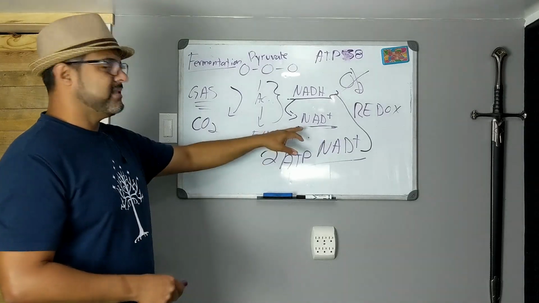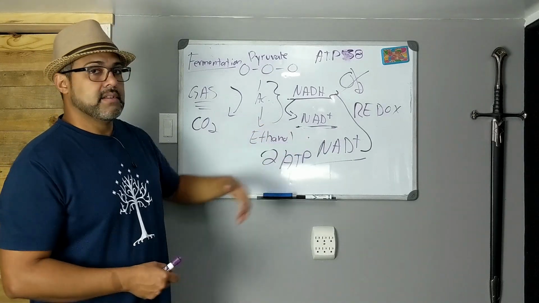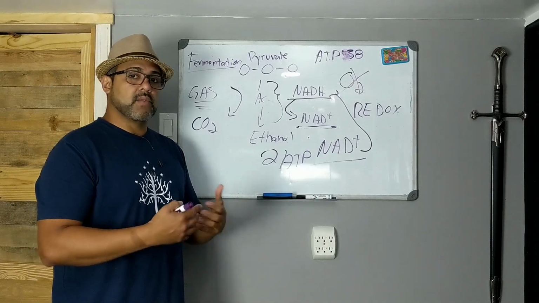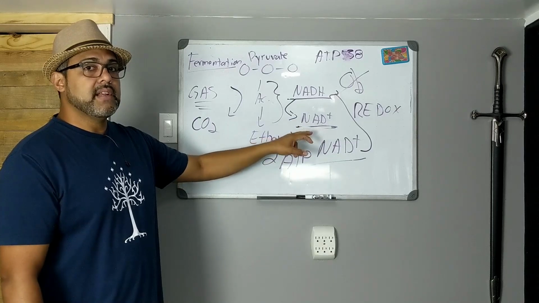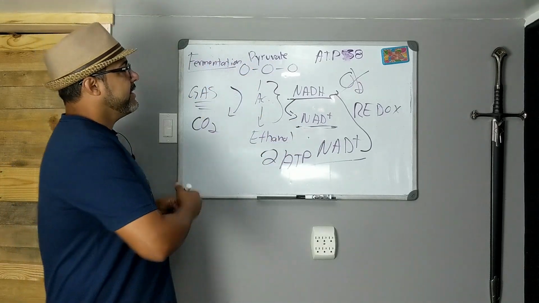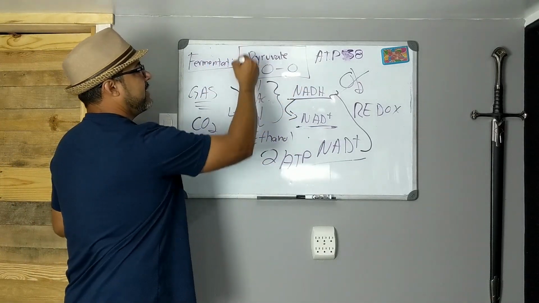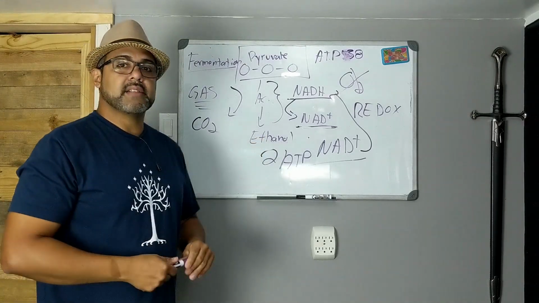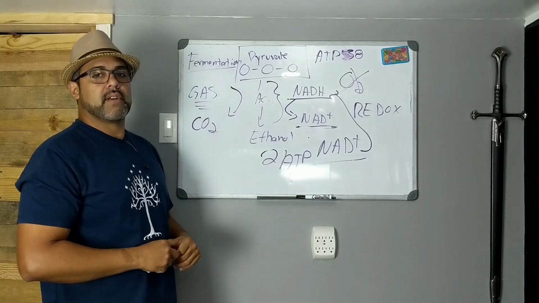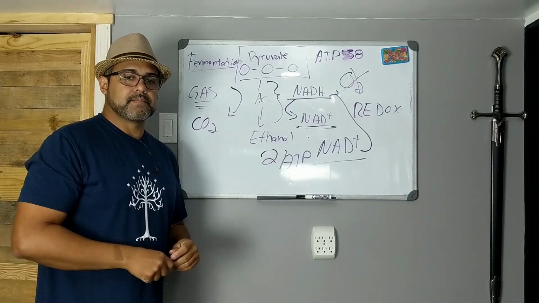So in other words, this is not the main ingredient for the glycolysis to happen, but it's a very important coenzyme that we need in order to get to the pyruvate. There you go. You have the nerdy explanation of fermentation and what's going on inside that bread.